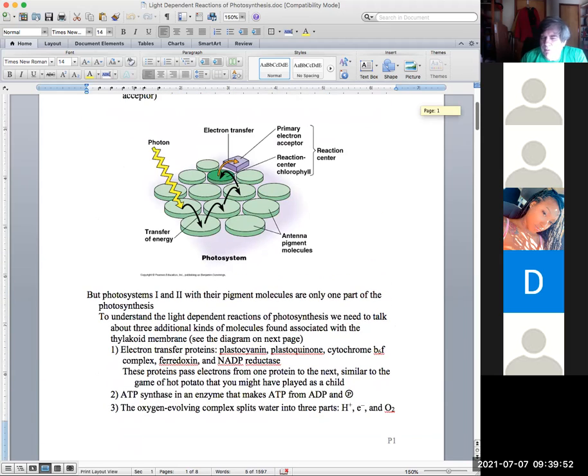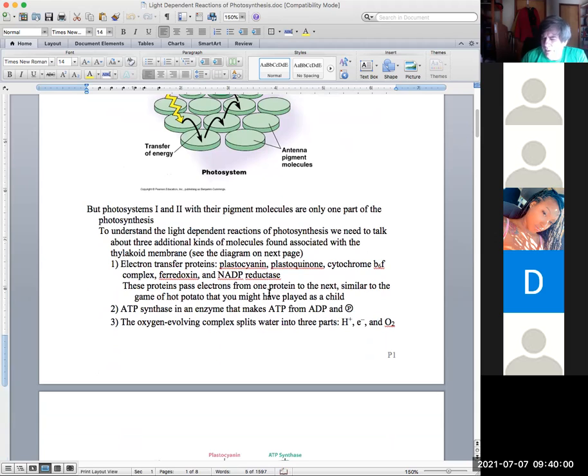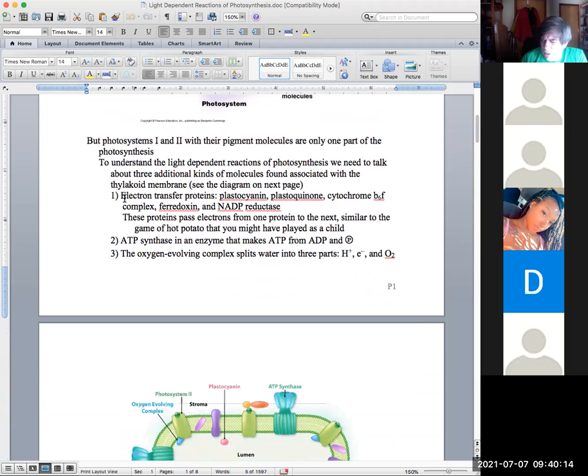So before we pick up with what's going to happen with this electron when it leaves the primary electron acceptor, let's go back to some other molecules that we find in that thylakoid membrane. So let's talk about a few other types of molecules. So we have some electron transfer proteins. And the electron transfer proteins, their name's a pretty good description of what they do. They're going to pass this electron around that comes into the system from the primary electron acceptor.